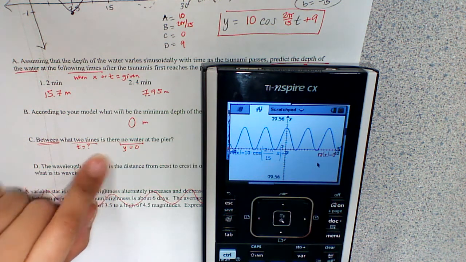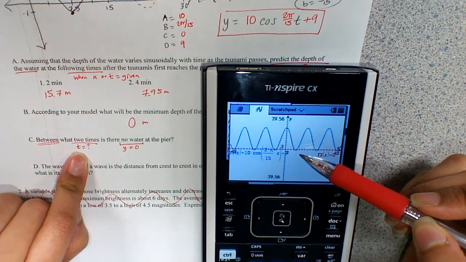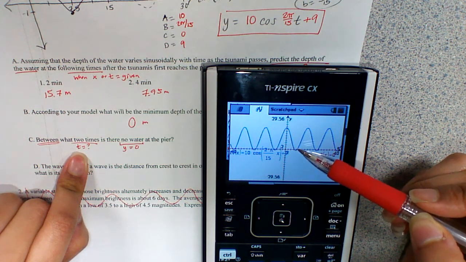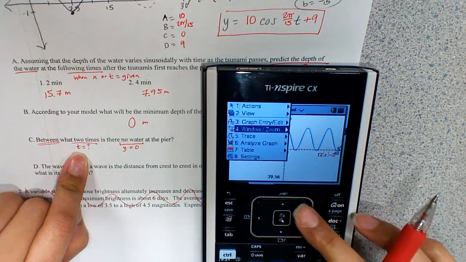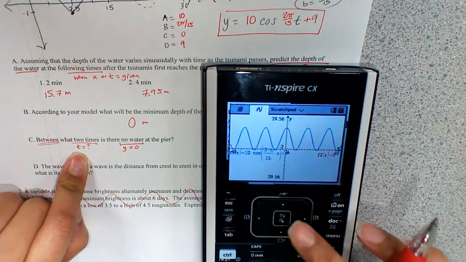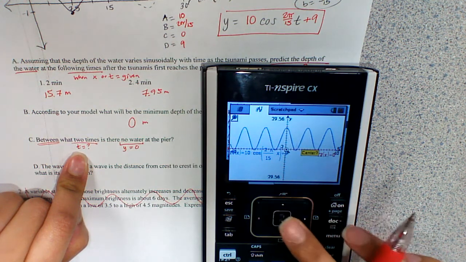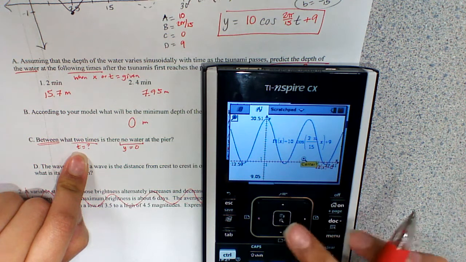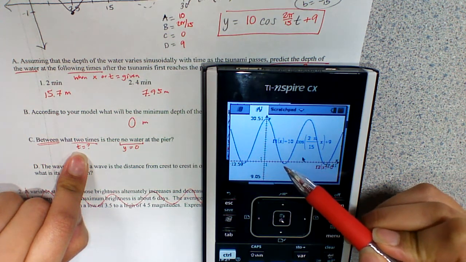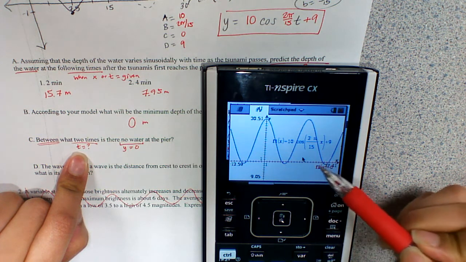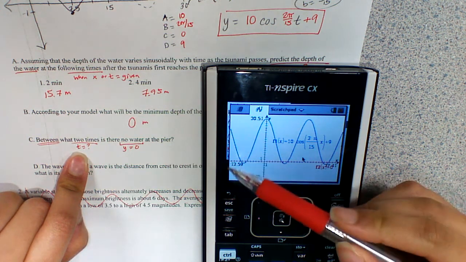Because I'm looking for times, I'm looking for x values where y is 0. In other words, I want intersections right there. So I'm going to go down, let me see if I can zoom in just a little bit, right in here. Okay, that's good. So I want these 2 intersections right over here, because those are my first 2 times. These would be my second 2 times. I don't want those. I'm not going to look at the negatives because it doesn't make sense to have negative time.